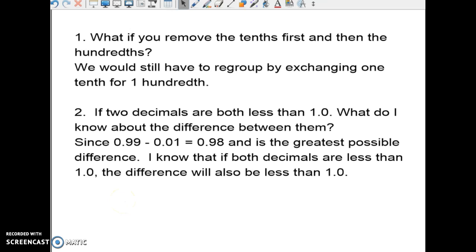Okay, so your written explanation on 2 would look something like this. Since 99 hundredths minus 1 hundredth is 98 hundredths, it is the greatest possible difference. I know that if both decimals are less than 1, the difference will also be less than 1. Okay, you should be able to go to page 126.